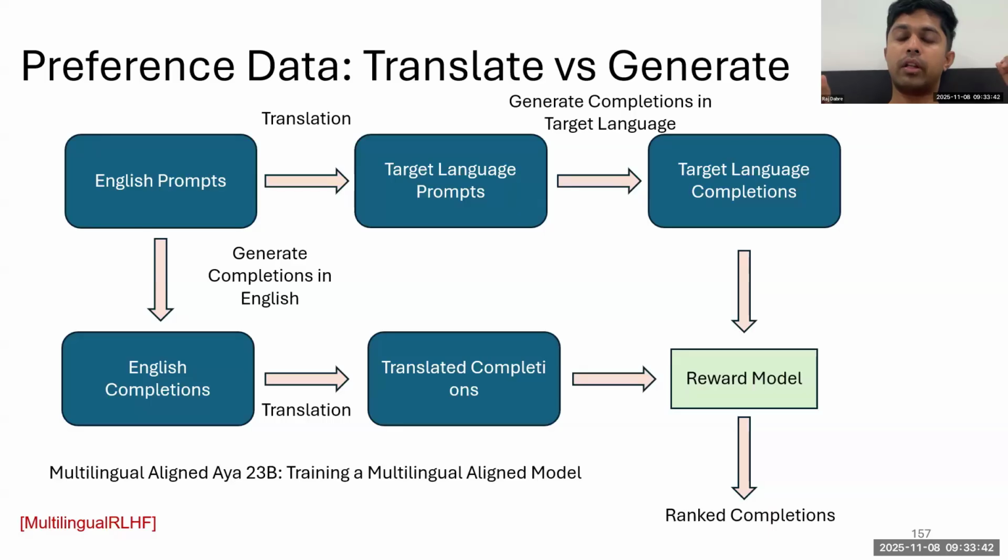However, this is not the only way to do this. There is another approach, which is generating the completions in English versus directly translating everything. So what would be the first way? The first way would be you have English prompts. You translate these English prompts into target language prompts. You then give them to an LLM to get target language completions, and these would then be scored by humans. The second possibility is you have the English prompts where the completions are generated in English. You then translate the completions into the target language, and then you can score these translated completions and create a reward model. Depending on which route you go, you might have a different impact on your model.